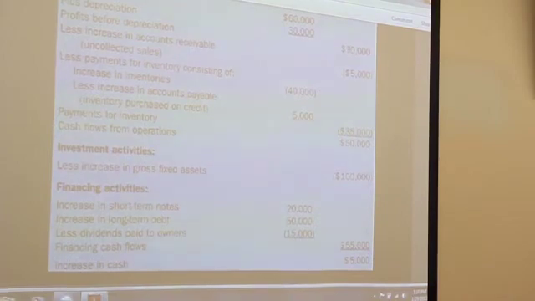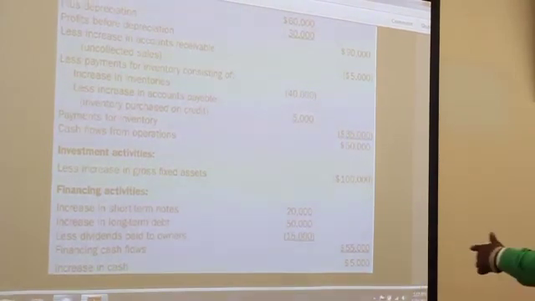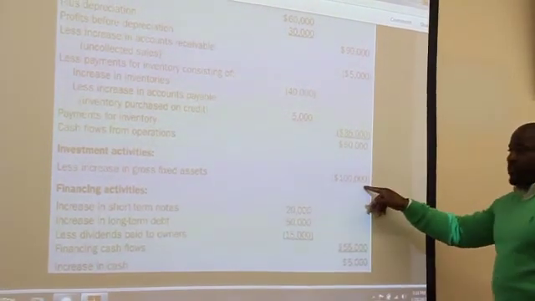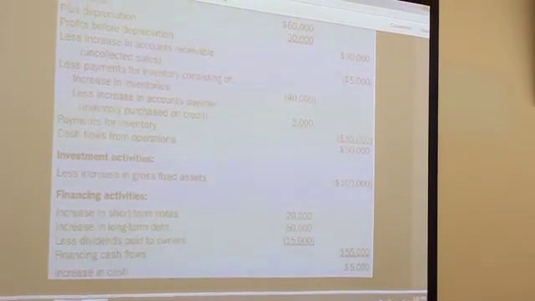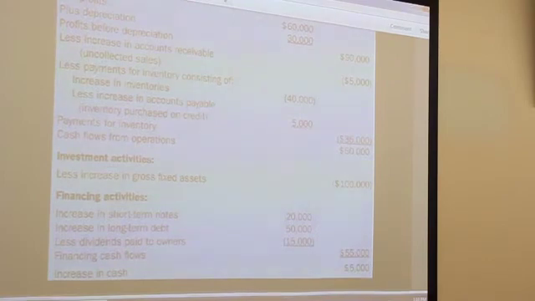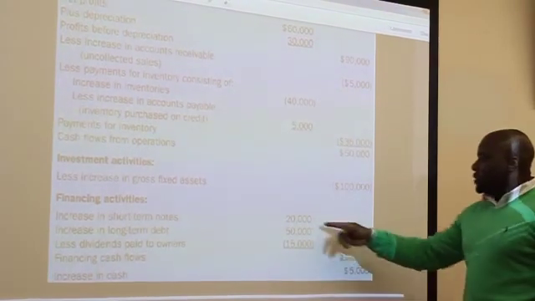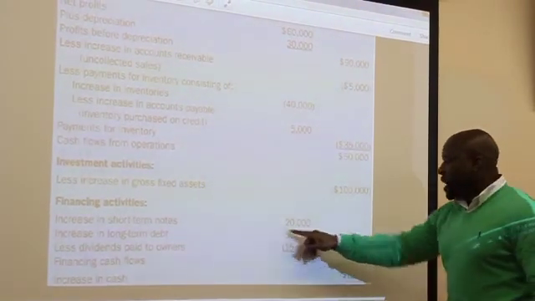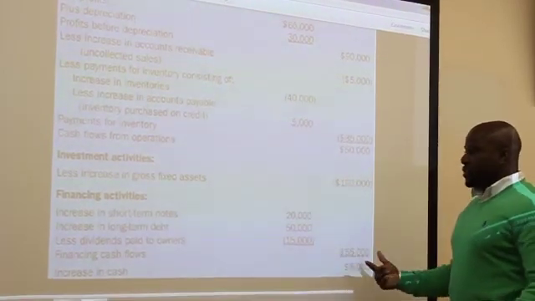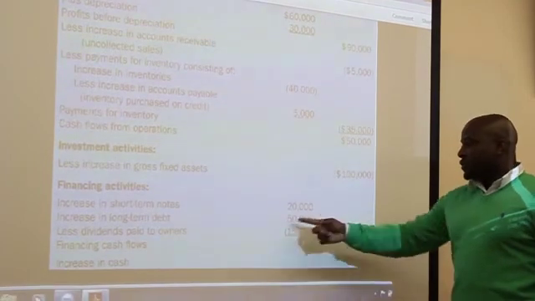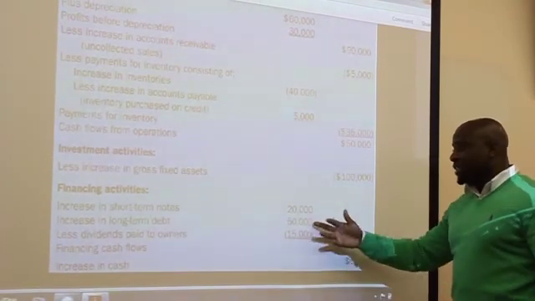So let's see, increase in gross fixed assets, negative $100,000. Financing activities, increase in short-term notes, $20,000. Increase in long-term debt, $50,000. So now you pay that $20,000. That's how much you pay. That was an increase, it went up $20,000 in your short-term notes, which is money going out. Also, your long-term debt increased by $50,000.